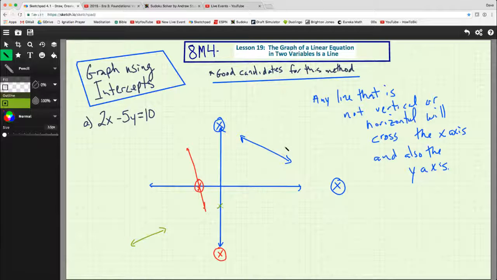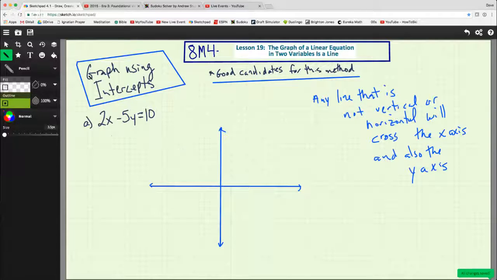Okay, so let's get rid of these guys. I think we have a good intuition, a good understanding of that that's true. So the way that we do this, we need to find the intercepts. So the intercepts are those two places where they cross. And notice if I find the place where a line crosses the x-axis and the place where it crosses the y-axis, I can then draw a line and I will have my line. So this is another method of graphing a linear equation.